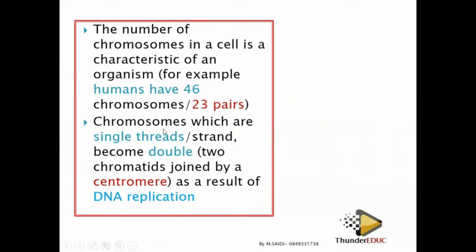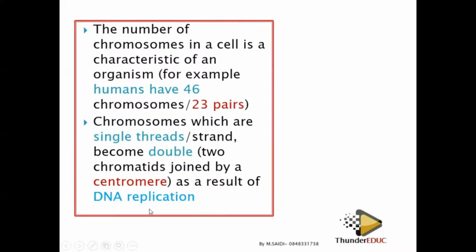We are saying that chromosomes which are single thread or strand become double when the chromatids are joined by the centromere. So the center of the chromosome, we call it the centromere, as a result of DNA replication.